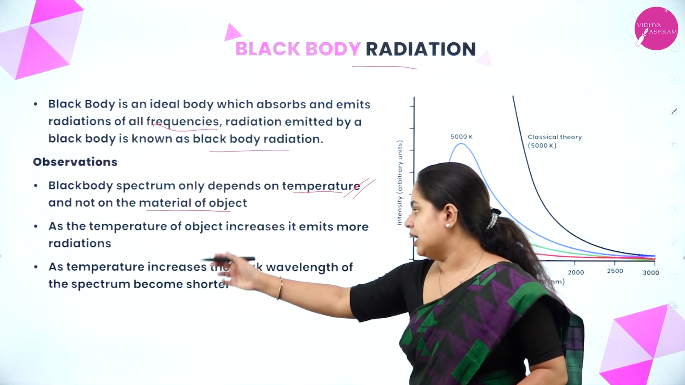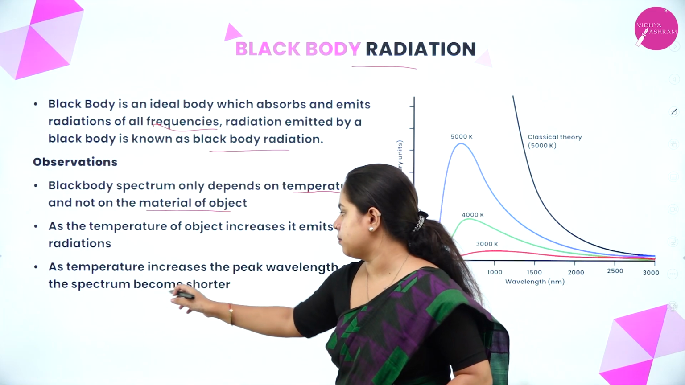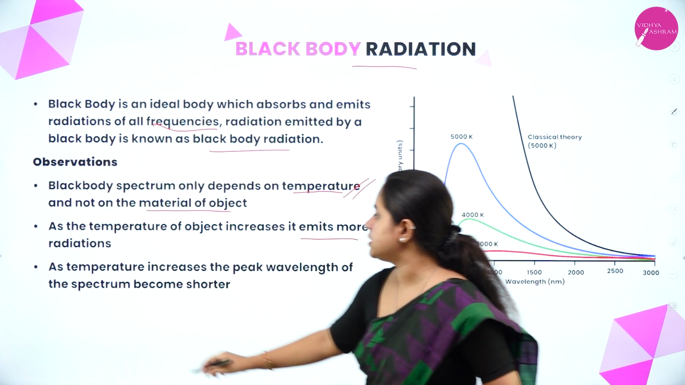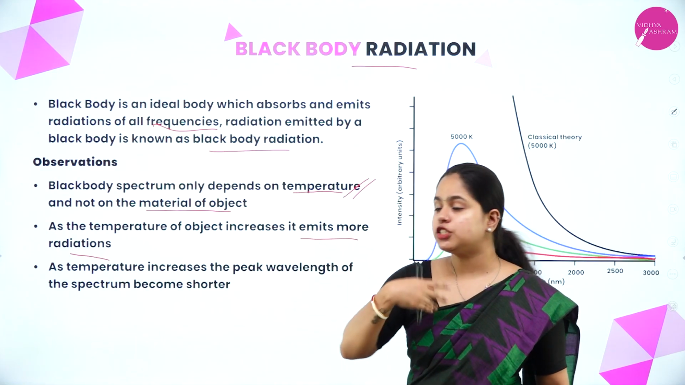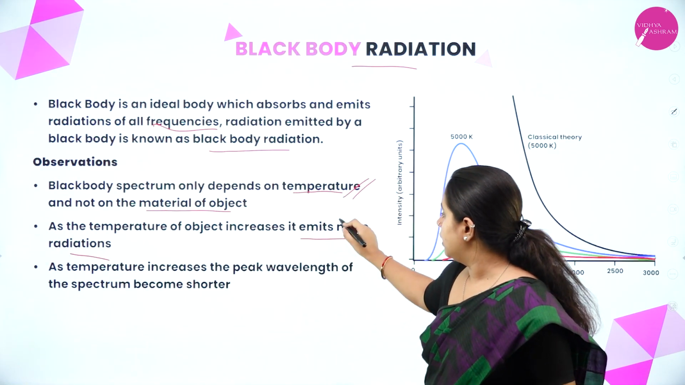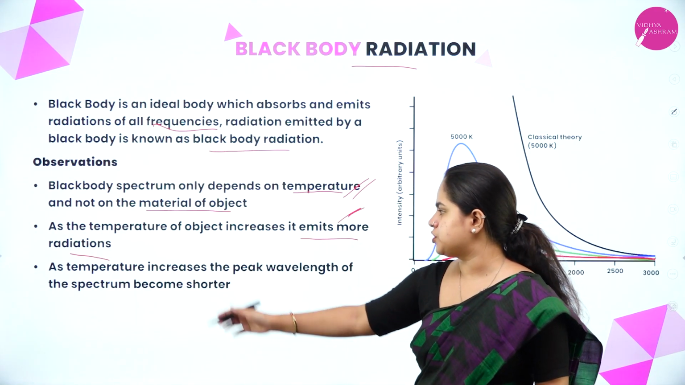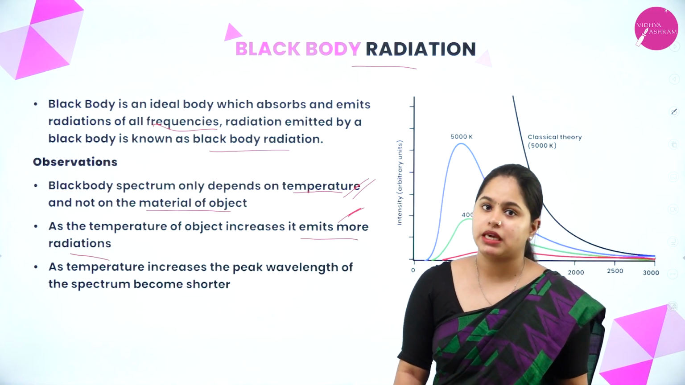As temperature increases, the peak wavelength of the spectrum becomes shorter, and as the temperature of the object increases, it emits more radiations. That is what I mentioned now. As the temperature of the object increases, the radiations will also be emitted more. Now, what about this one? As temperature increases, the peak wavelength of the spectrum becomes shorter.